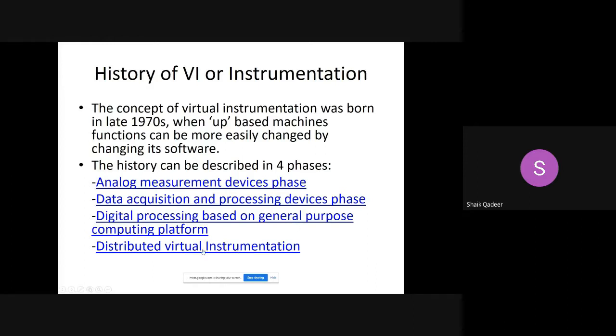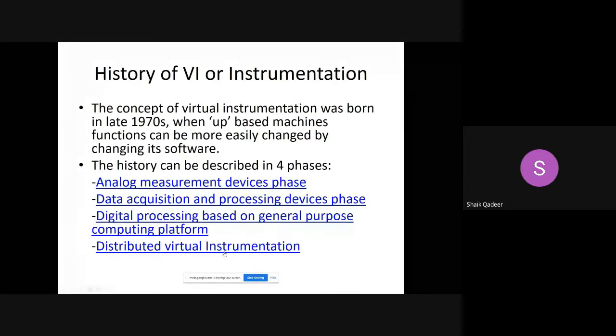The next one is distributed virtual instrumentation. This distributed virtual instrumentation actually is possible because of the networking available. We all know that network connects different nodes. So if suppose each node is an instrument, with the help of network we can connect different types of instrument and that becomes distributed virtual instrumentation.